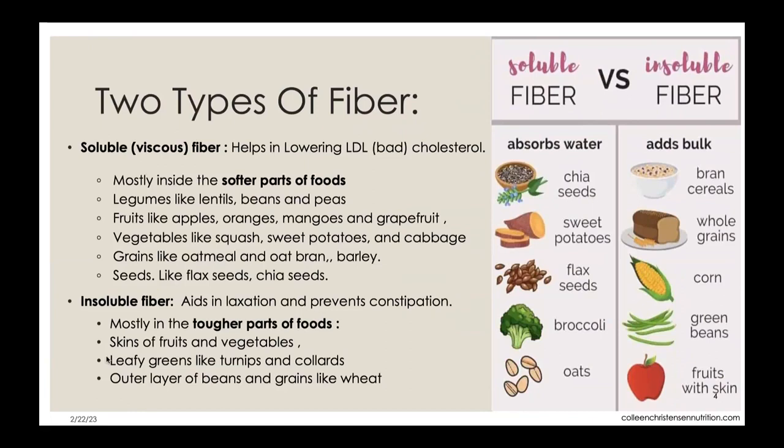And another type of fiber is called insoluble fiber that does not absorb water. It adds bulk to your stool. So it helps to move food through your digestive system quickly and can relieve constipation. So it promotes gut health as it also has prebiotic benefits and helps to clean you out, like keeping your bowel regular. And insoluble fiber is mostly present in tougher parts of food, like the skins of fruits and veggies, leafy greens like turnips, collards, and the outer layer of beans and grains like wheat.